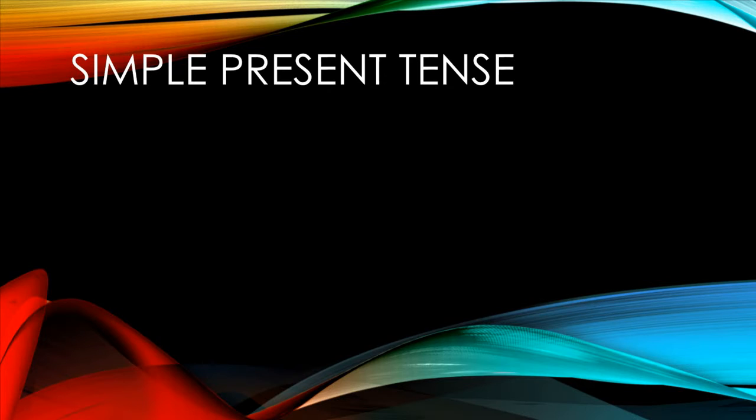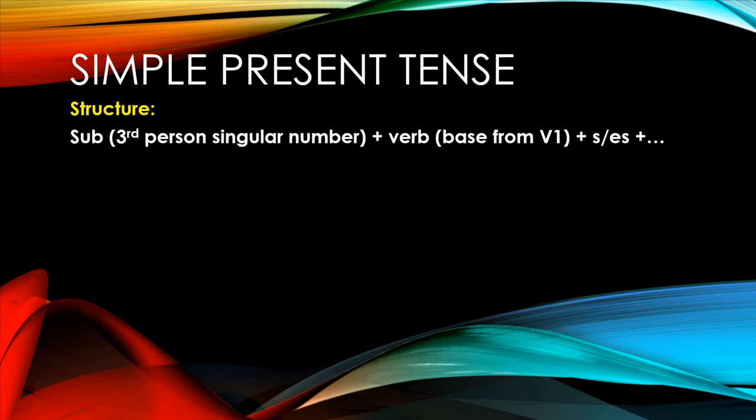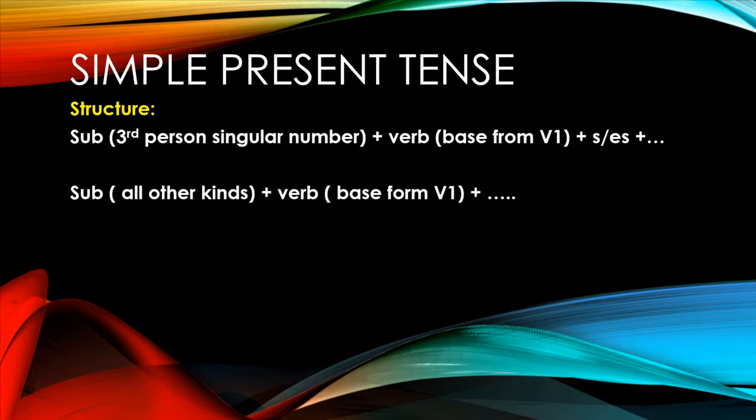So let's see the structure for simple present tense. Subject will be third person singular number plus verb, which will be our base form, and this will be signified by verb 1 or V1. We are going to address the base form with V1, and then we will add s or es with the verb if the subject is in third person. And if the subject is of all other kinds, we will write the verb in the base form without adding or deducting any word or letters.